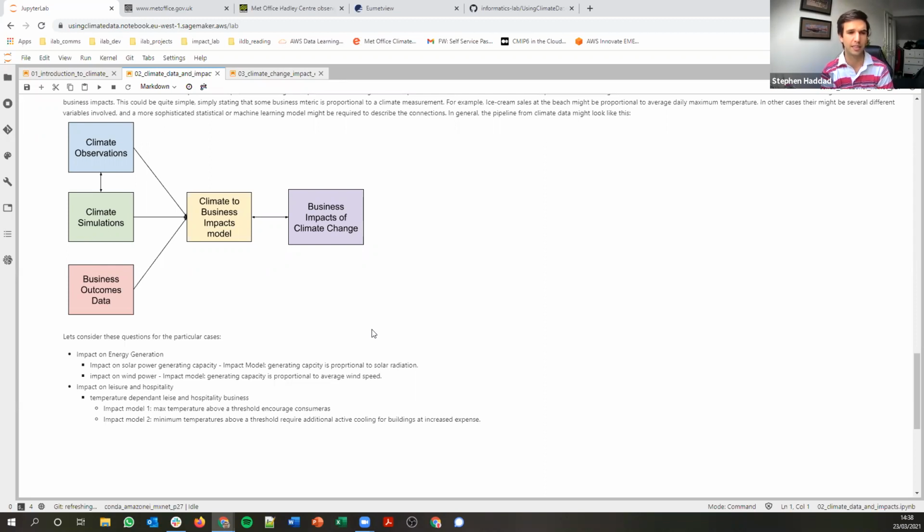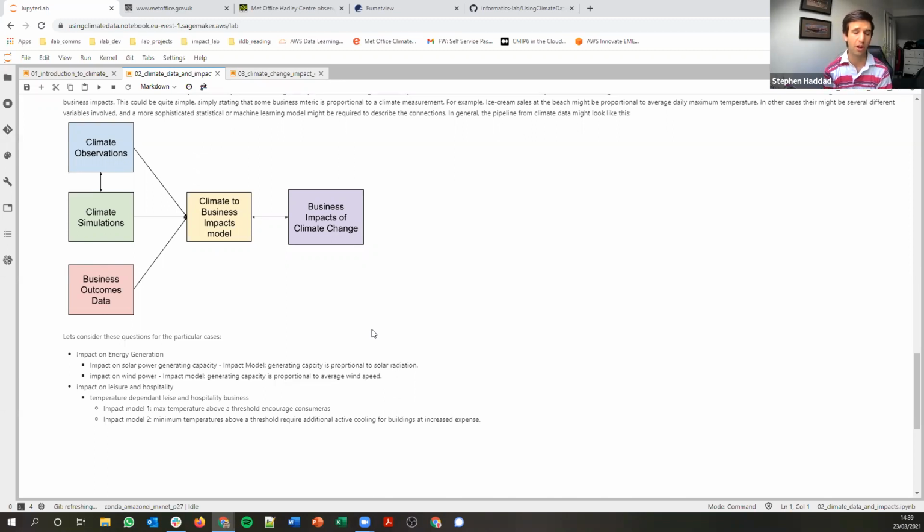The leisure and hospitality industry: how might changes in temperature affect leisure and hospitality businesses? For example, somewhere like down here in the southwest of England, where tourism is important in the economy, might climate change mean better or worse conditions for small hospitality businesses? Our model there is basically saying that maybe an increase in temperature provides more outdoor leisure activity, so it's better for business.